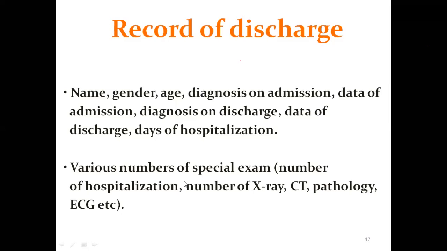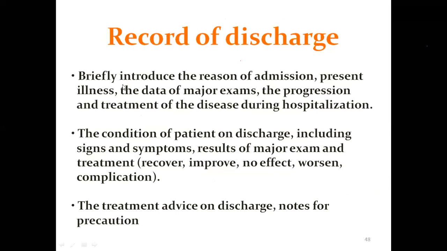You will not give the history record to the patient. That will be in the hospital. What you will be giving to the patient is the record of discharge, and all these things you have to write. And then the other contents you have to write are: briefly introduce the reason of admission, present illness, the date of major exams, the progression and treatment of the disease during hospitalization.